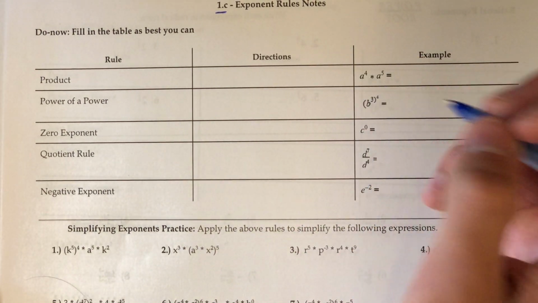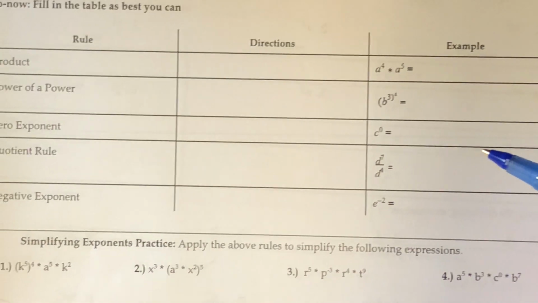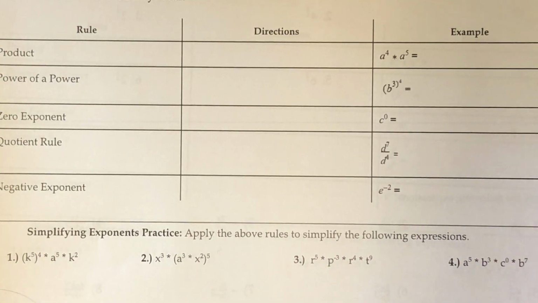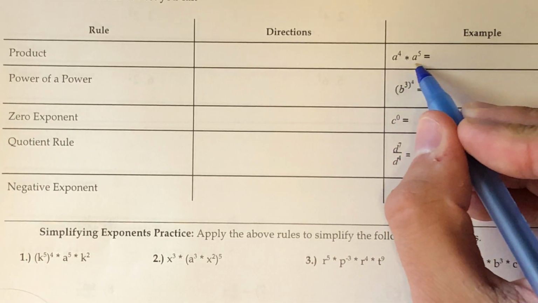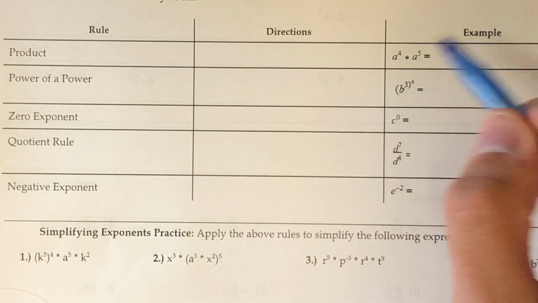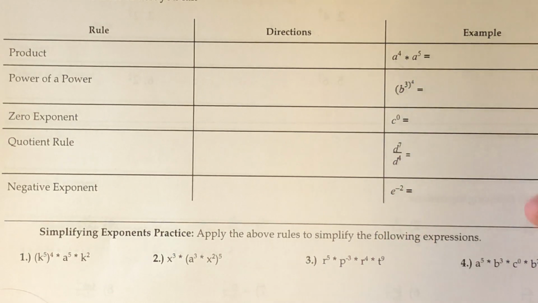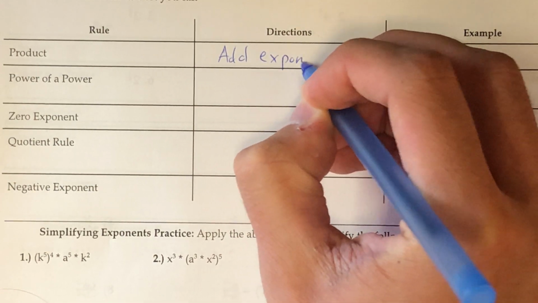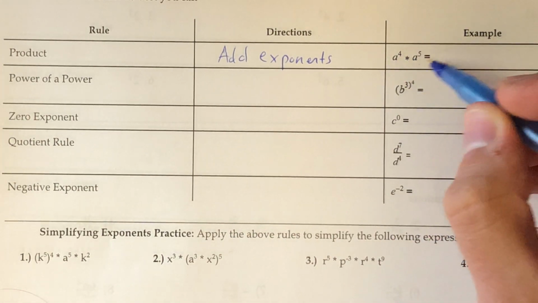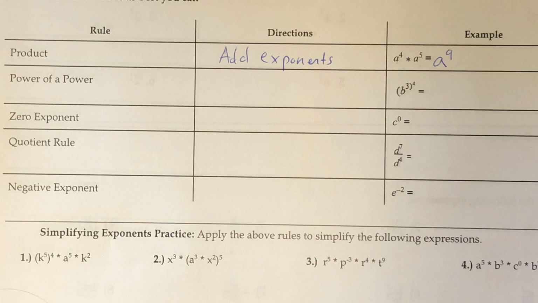So the product rule. The product rule is when you have two like bases with exponents and they're multiplied together. When you're multiplying the same variable, remember you add exponents. That's the product rule. So a to the fourth times a to the fifth, you add the exponents. 4 plus 5 would be 9, so that would be a to the ninth.